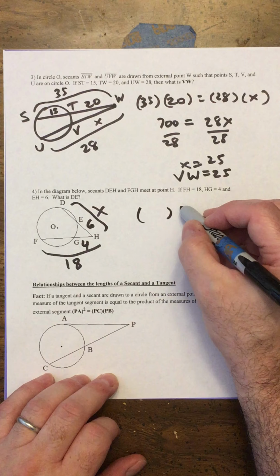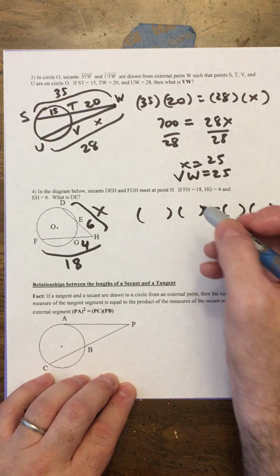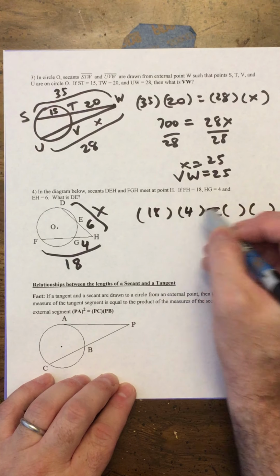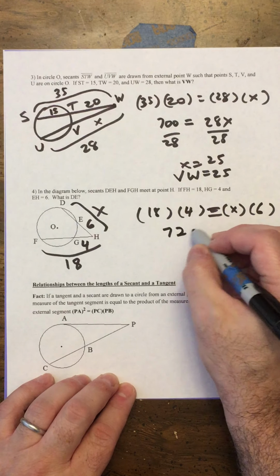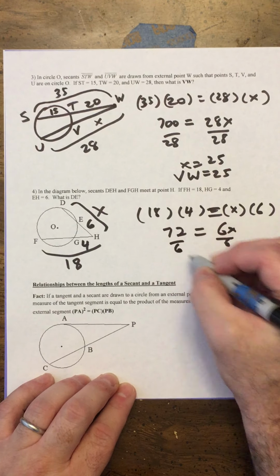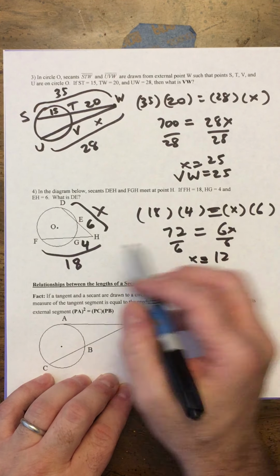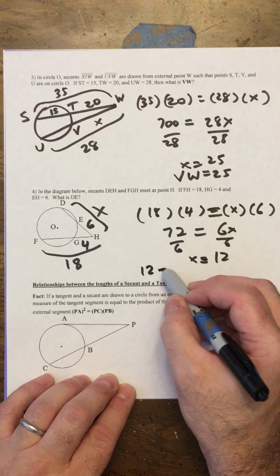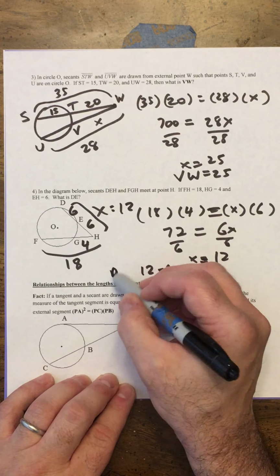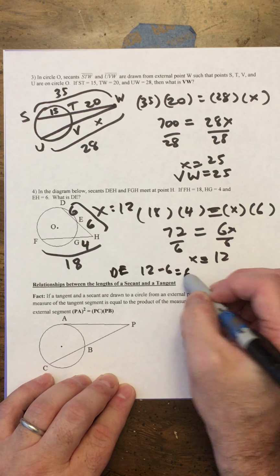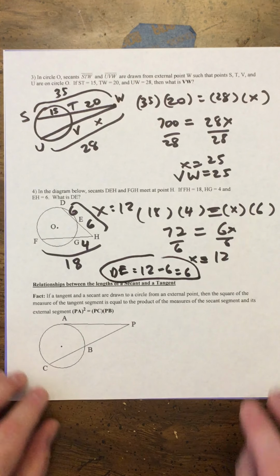So again, it's going to be whole times outer equals whole times outer. So we're going to get 18 times 4 equals x times 6. So 72 equals 6x. X is equal to 12. So to find DE, you would do 12 minus 6. DE is 6. Okay? DE equals 6.